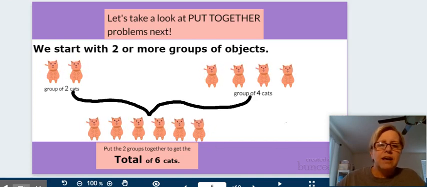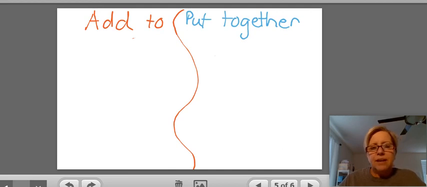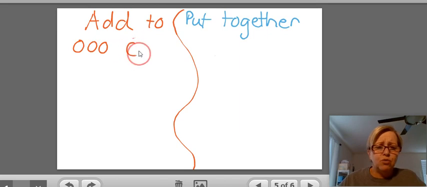So let me show you another example just so that you can kind of get it into your head. Okay, so for an add to problem, again, let's just say that I have 3 apples. 1, 2, 3. And my son comes home and he gives me 2 more. Did you see? We started with a group of 3 and then 2 more came out of nowhere and were added. So 3 plus 2, let's count: 3, 4, 5.